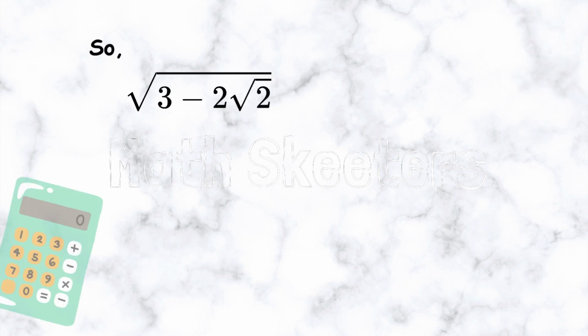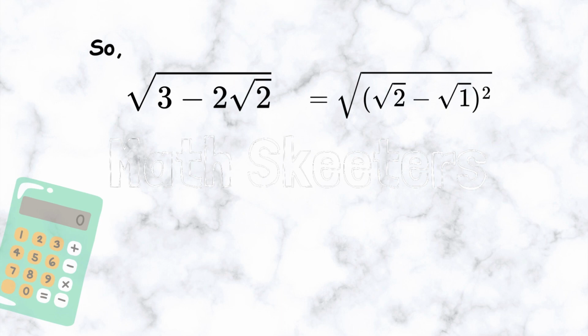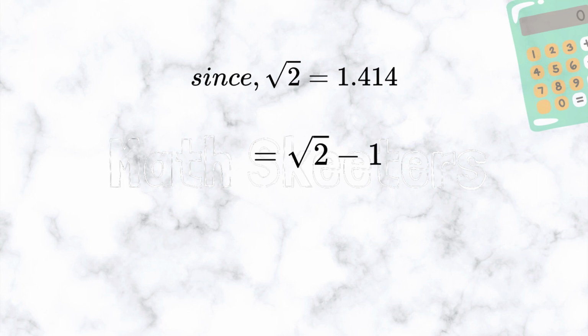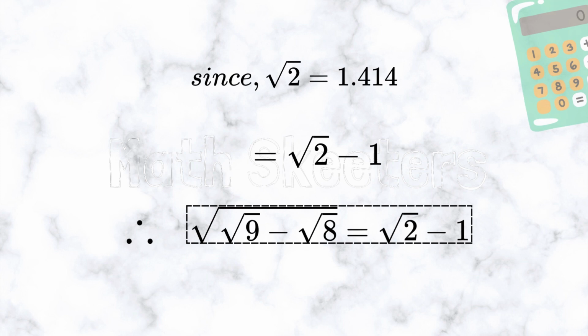So the square root of (3 minus 2 root 2) can be written as the square root of (root 2 minus root 1) whole squared. Here we can cancel the square root and the square. We get the absolute value, which is the modulus of root 2 minus root 1. Since root 2 value is 1.414, therefore the square root of (root 9 minus root 8) will become root 2 minus 1.